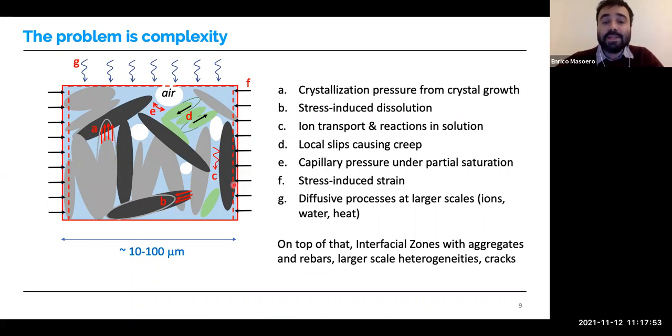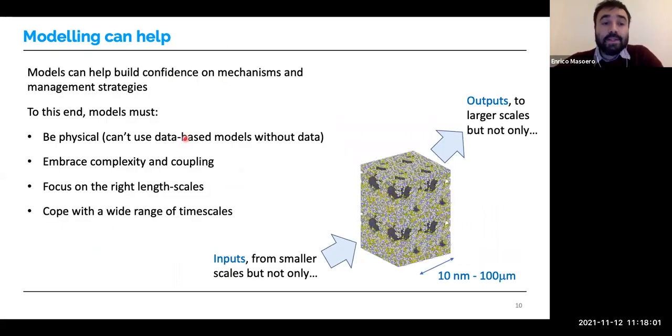So when there are all these coupled phenomena, how can we be sure of what is going to govern the degradation of the material in the long term? But this is where, as I anticipated, modeling could help us a little bit. And models, in order to give us some confidence on mechanisms and management strategies, must have some properties. First of all, they have to be physical. They have to incorporate physical mechanisms.